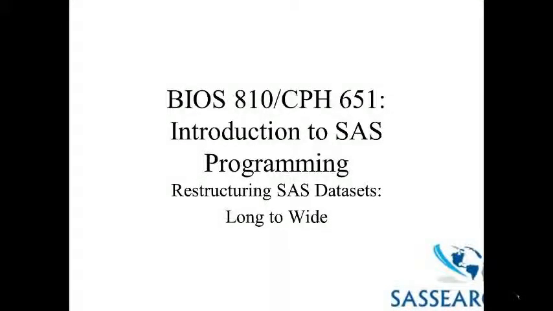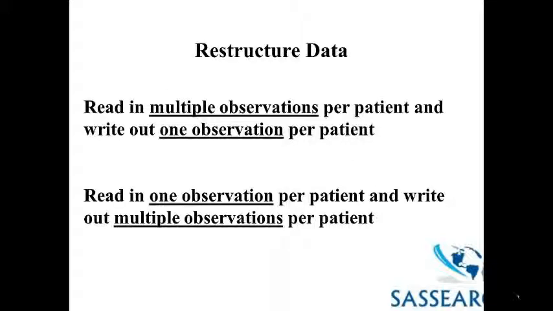This video introduces restructuring SAS datasets, long to wide. There are two ways to think about how we might want to restructure data. The first way is where we read in multiple observations per patient and write out one observation per patient. This is what I refer to as going from long to wide. The second way is where we read in one observation per patient and write out multiple observations per patient. I refer to this as going from wide to long.